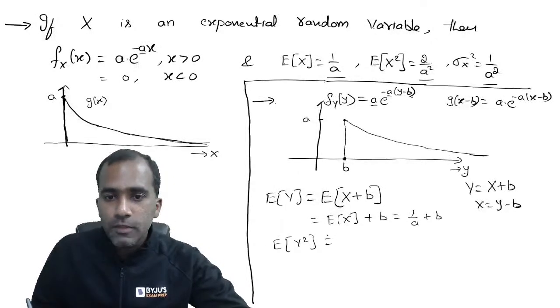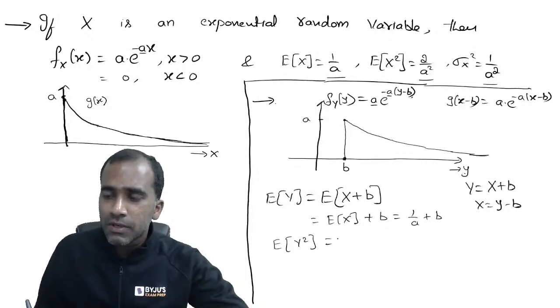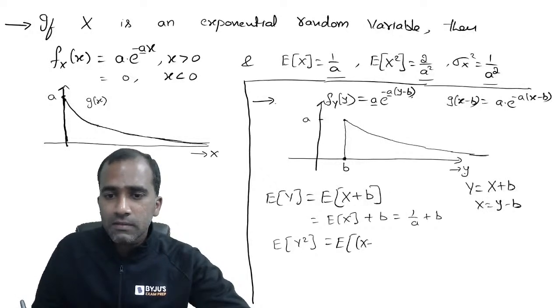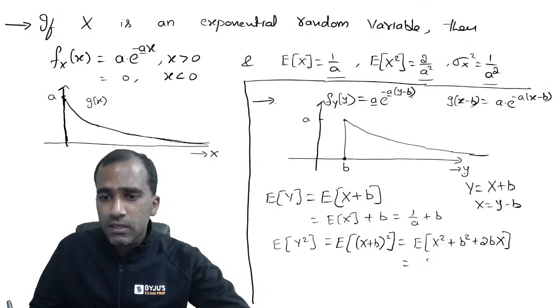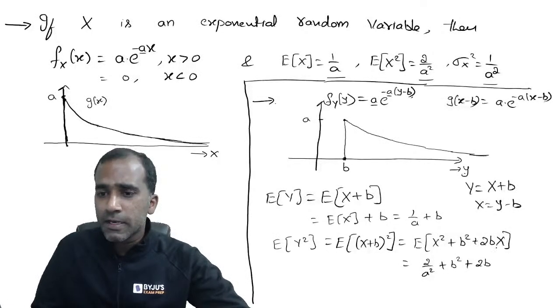Expectation of y square. So how about expectation of y square? Same funda. Yesterday we have done some problems. If you know the relation between two random variables, you can find the relation between moments also. Just substitute what you know in place of y. Replace it with x plus b, which is equal to expectation of, just expand the inside part, x square plus b square plus 2bx, which is equal to expectation of x square, which we already know, which is 2 by a square, plus expectation of b square, which is b square only, plus 2b times expectation of x, which is 1 by a.